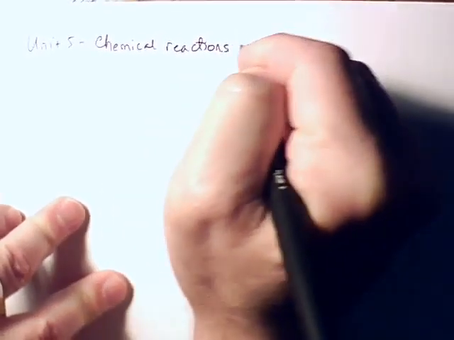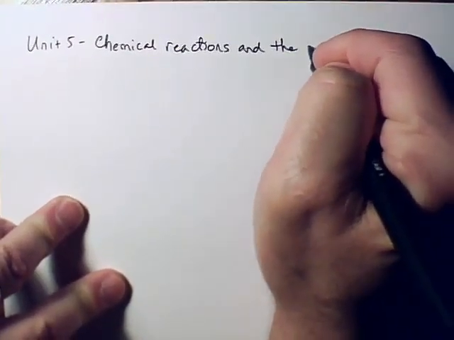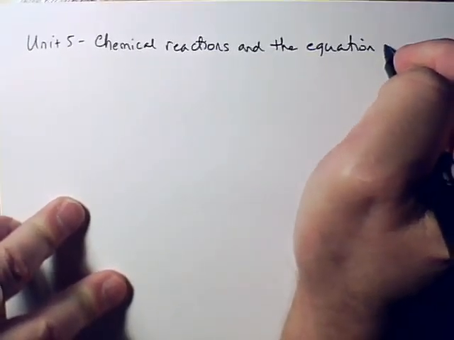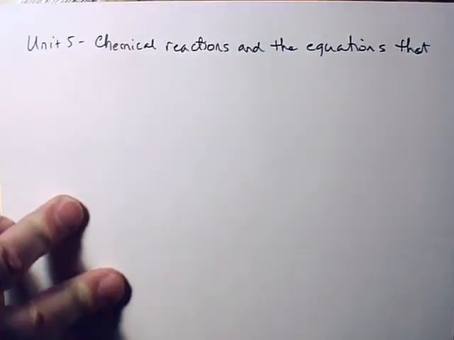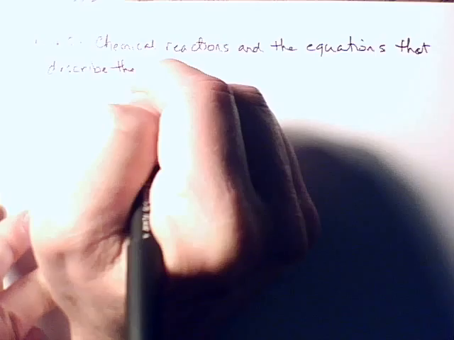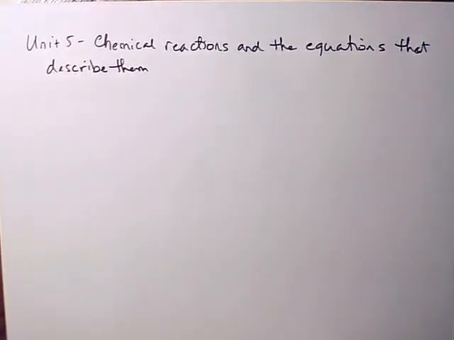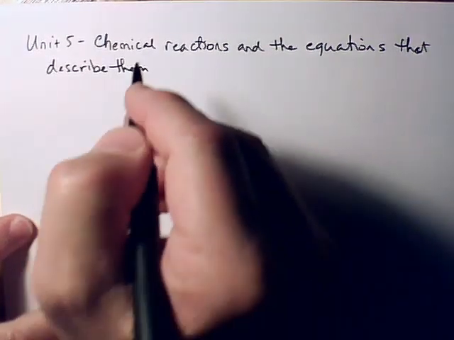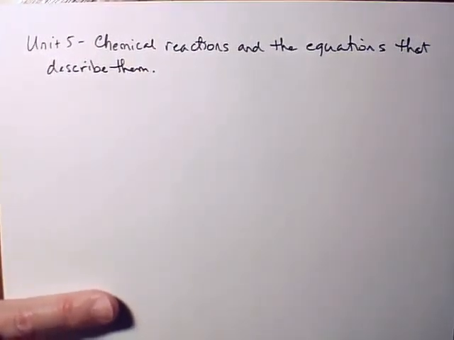Alright, so Unit 5 is all about chemical reactions and the equations that describe them. So your lab on Friday was about one of 6 classes of reactions you must be able to recognize from the reaction or partial reaction and write down on paper.